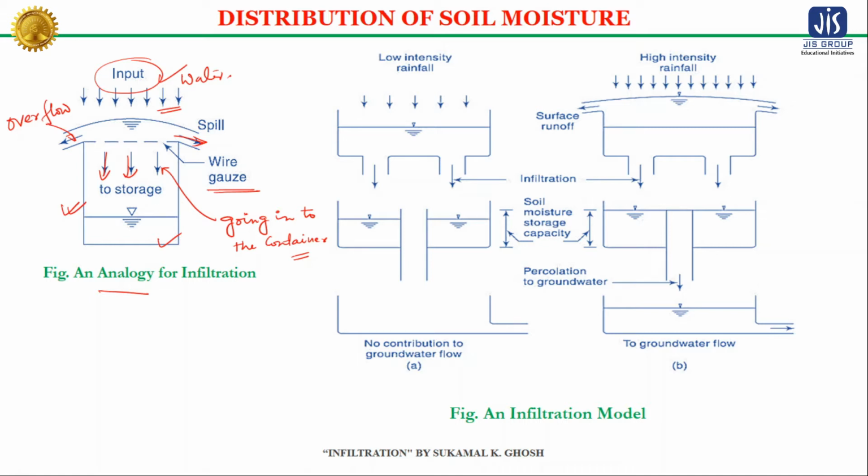Further, the container can hold only a fixed quantity of water, and when it is full, no more flow into the container can take place. While this analogy is highly simplified, it underscores two important aspects. The first one is the infiltration capacity, which means the maximum rate at which the ground can absorb the water, and the second one is the field capacity.